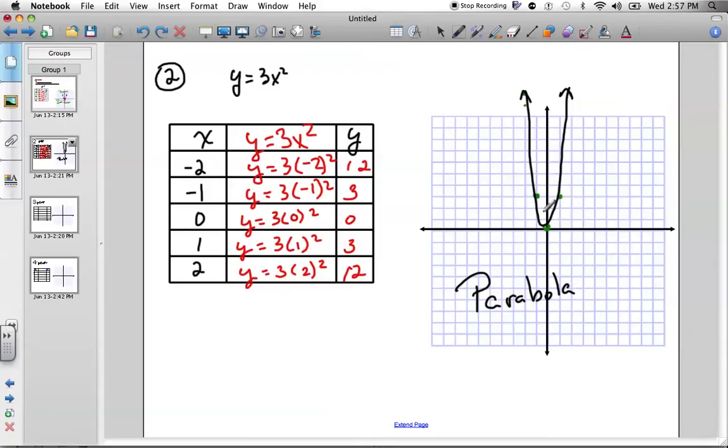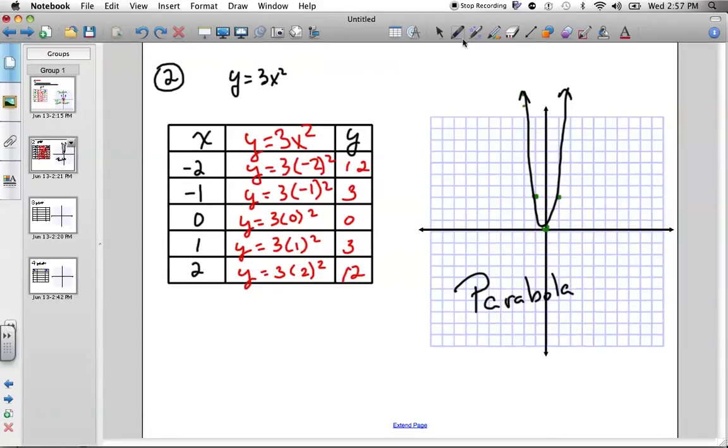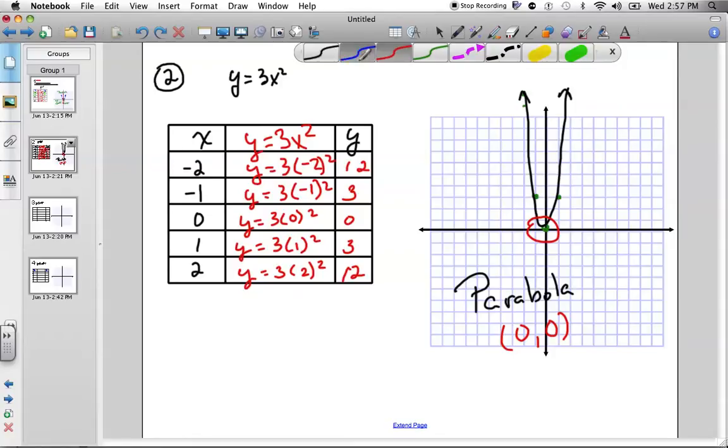What is our vertex? Again, the vertex is the lowest or highest point in the graph. There it is. Our vertex is at the origin, 0, 0. And the other thing I could ask you here is to draw the axis of symmetry, which will be right in here.